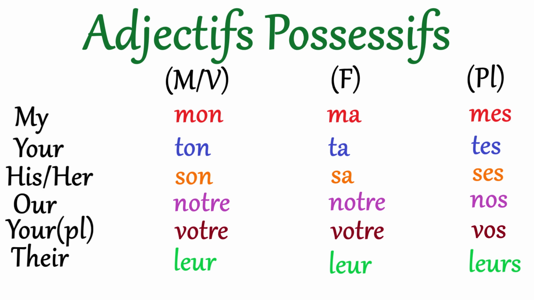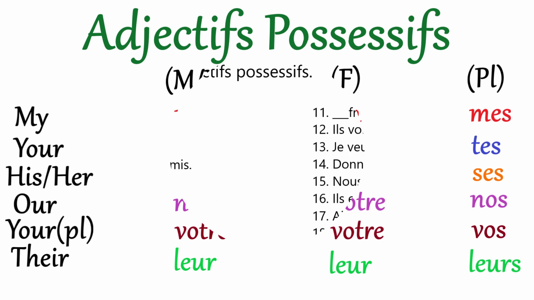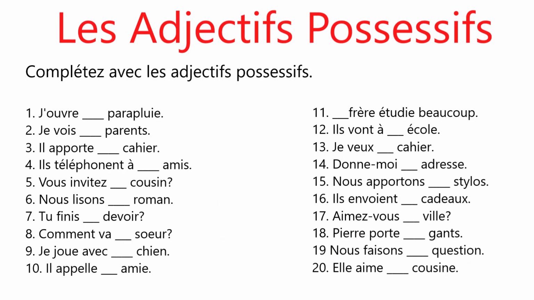For all the masculine singulars and vowel singular cases, we will use mon, ton, son, notre, votre, leur. For all the feminine singular cases, we will use ma, ta, sa, notre, votre, leur. For all the plural cases, we will use mes, tes, ses, nos, vos and leurs. For detailed explanation of possessive adjectives, please go to the above link.